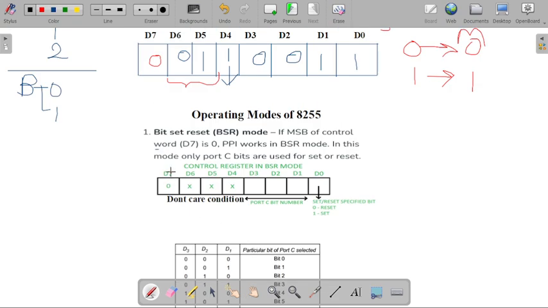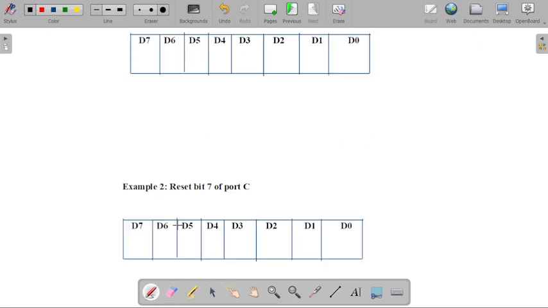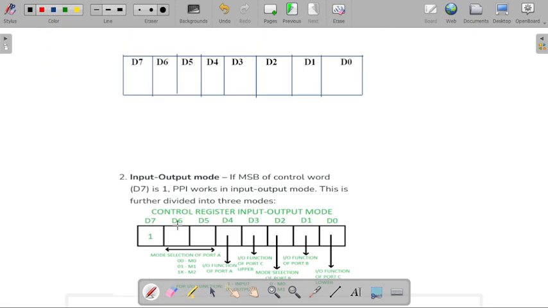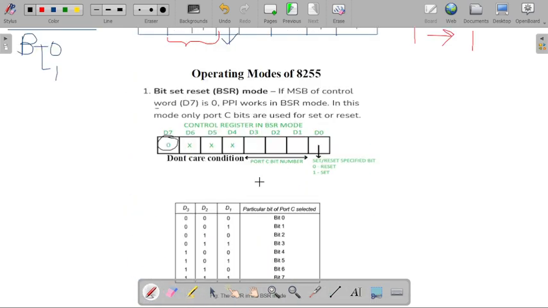Whenever our D7 bit is 0, our PPI will be working in BSR mode. And if it is input output mode, then our D7 bit will be 1. First of all, in this video, we will learn the structure of our BSR mode and how we can solve the example with the help of BSR mode.